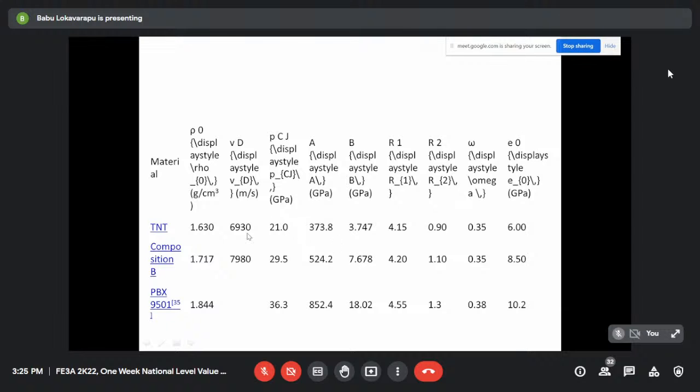You can see the values here for different substances, 1, 2, 3. This is an empirical relation, as I have told, so that's why we have values A and B. Here also A and B, and here also A and B, because these are the empirical values, these sets of values. Are you able to see this one?